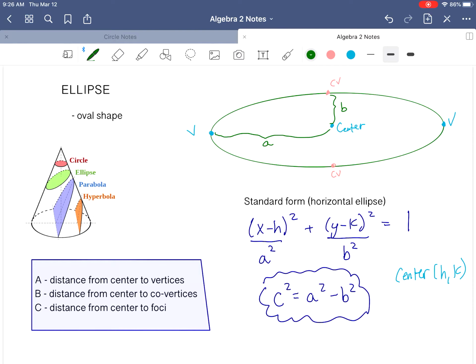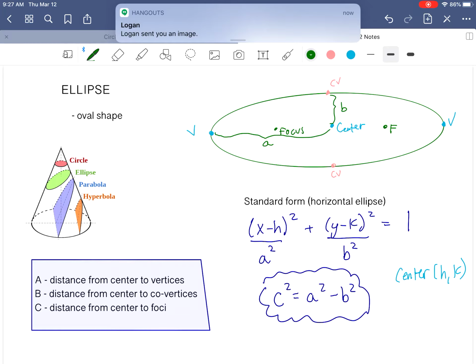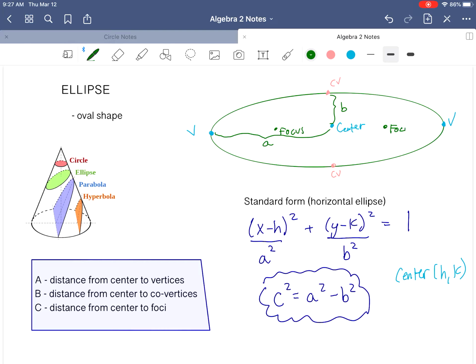And then the last one is c, which is our distance from the center to our foci or focus. So we had a focus in a parabola. It's going to be very similar. The foci are going to be 2 different points that are inside your ellipse, and they go in line with the vertices. Okay, so if our vertices go left to right, the foci on this graph go left to right. Okay, so that distance from the center to the focus is distance c.